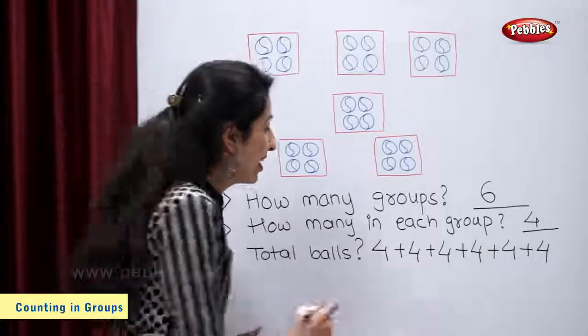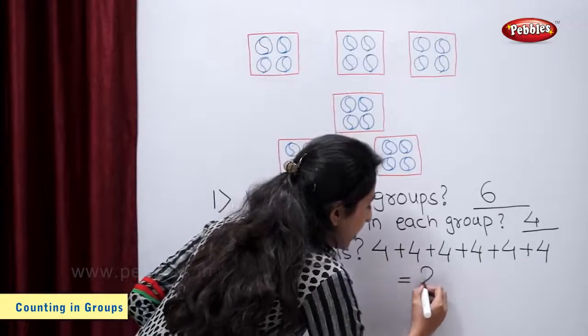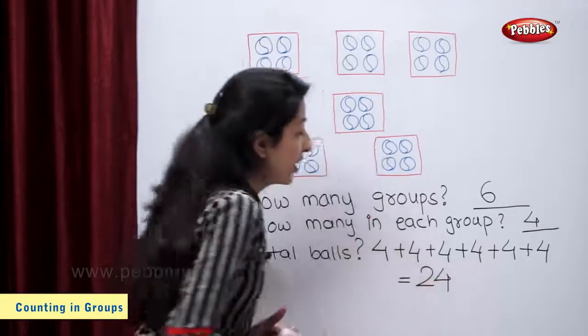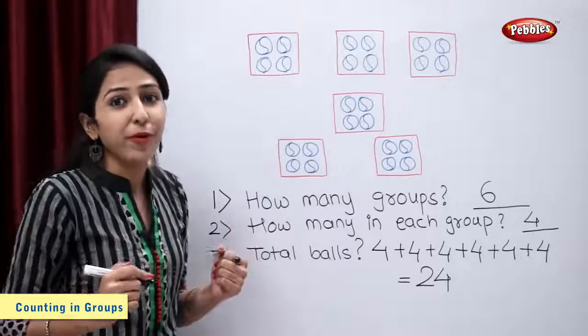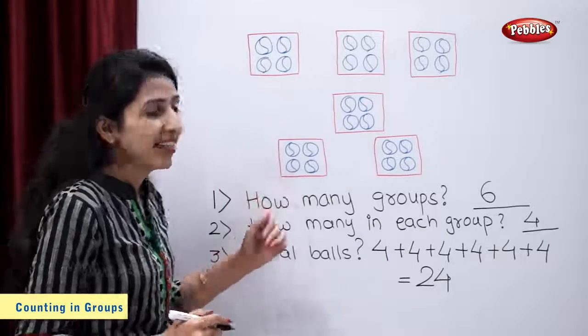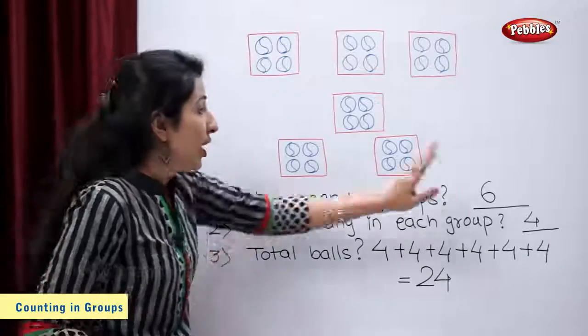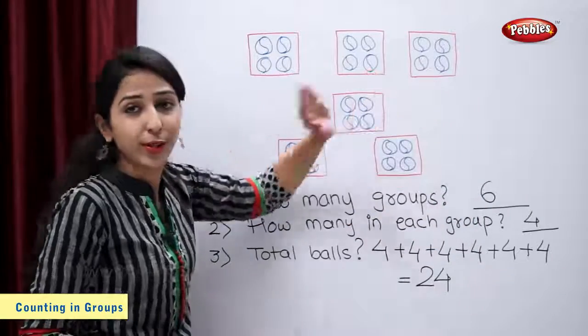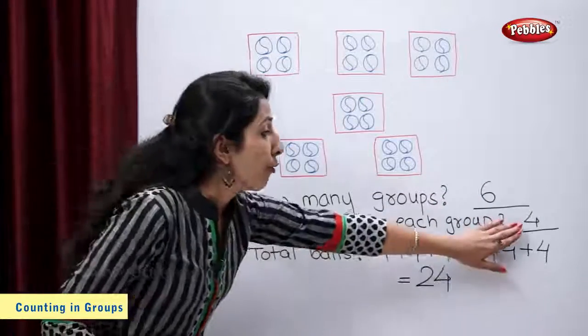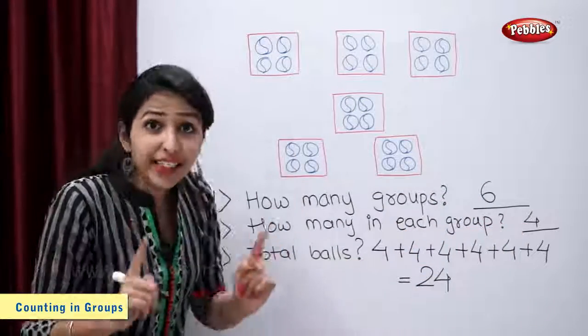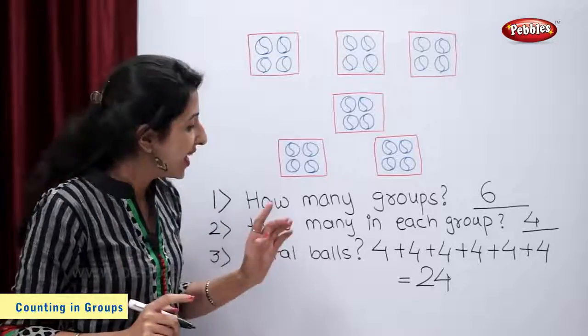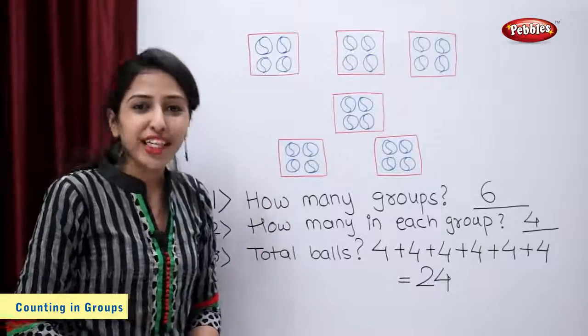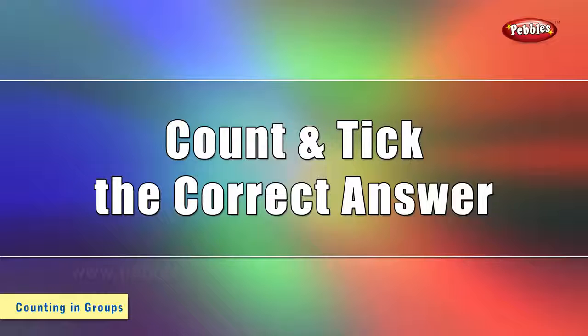So there are total 24 balls on the board. Total 6 groups. 4 balls in each group. So total there are 24 balls. Count and tick the correct answer.